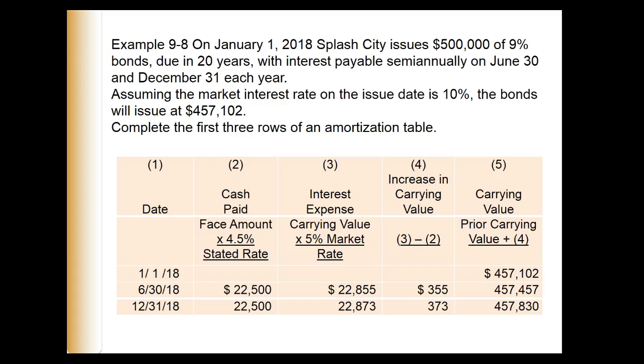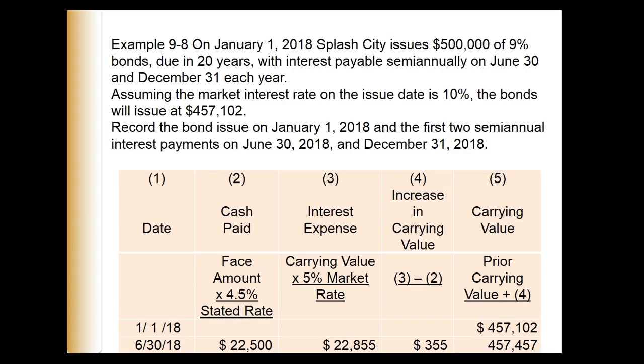So you'll see that even though it's issued at a discount and it starts with a carrying value, those increases in carrying value, column 4, get added to the carrying value. So by the time we reach the 20 years, our carrying value is going to equal the face amount on the bonds.